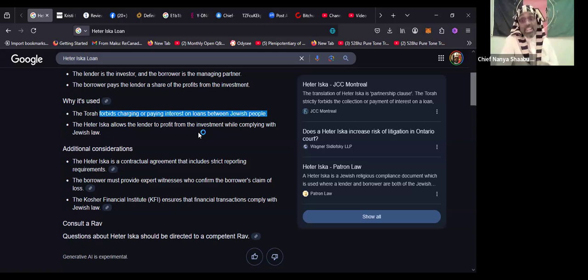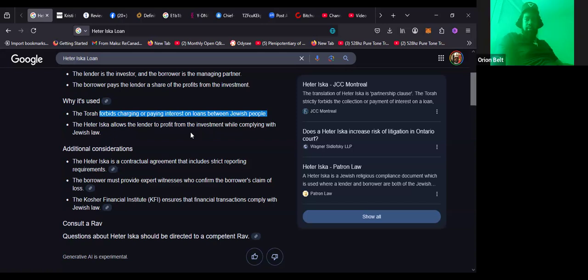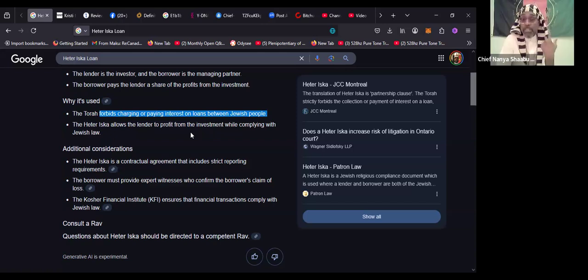No, it's across the board. If a Christian is claiming that, you see the fallacy, you see the contradiction here, right? If a Christian is accepting the Old Testament, which they call the Torah, as applicable, and Christians say they follow the law of God, they're not supposed to be charging interest. They're not even supposed to be involved in a transaction that deals in interest. The heter iska allows the lender to profit from the investment while complying with Jewish law.